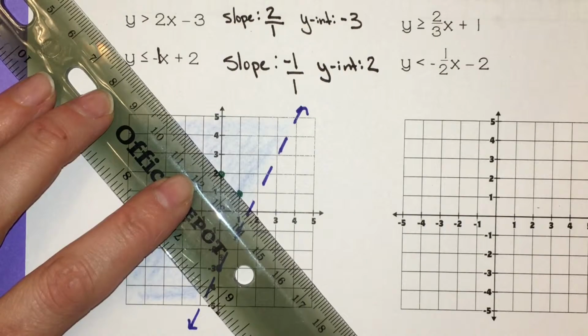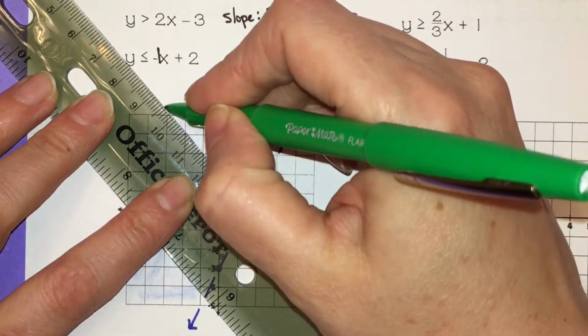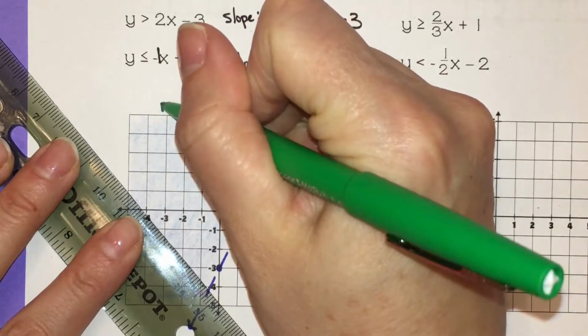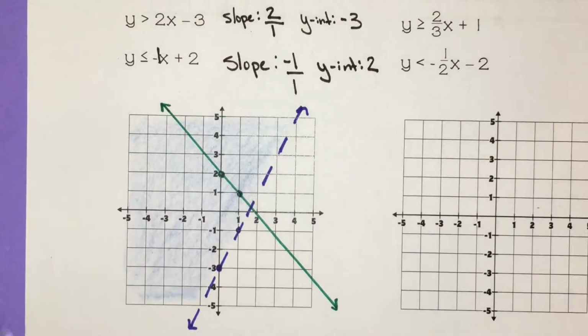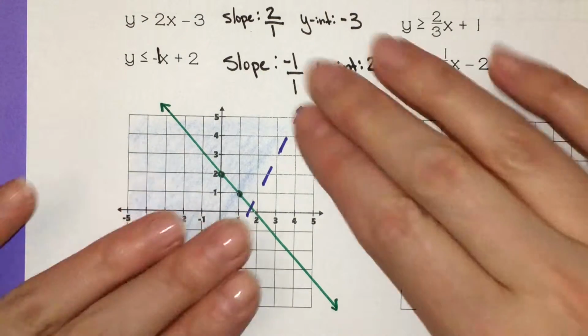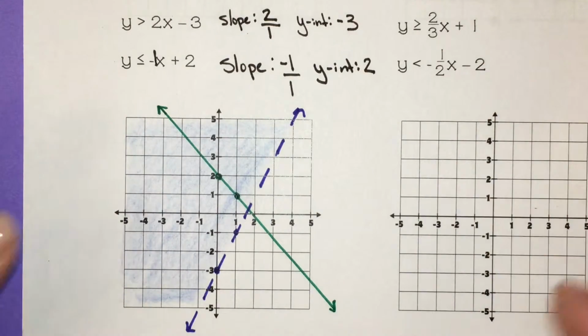Right now I'm ignoring that other line that I drew. I'm ignoring the shading. That does not matter. I'm just worried about my green line right now. Okay, now I'm going to figure out where I'm going to shade. Again, I'm going to completely ignore everything that I did for blue. I don't care about it right now.